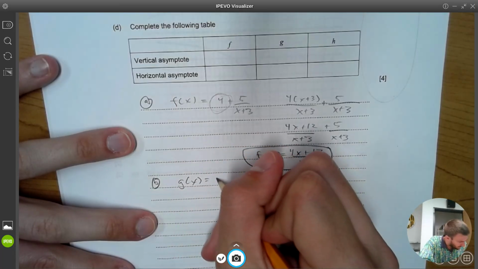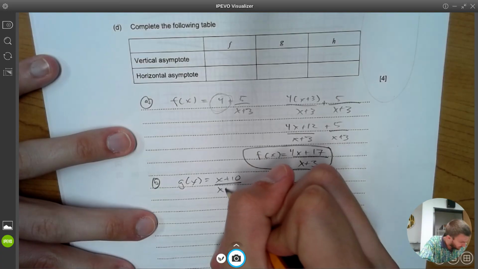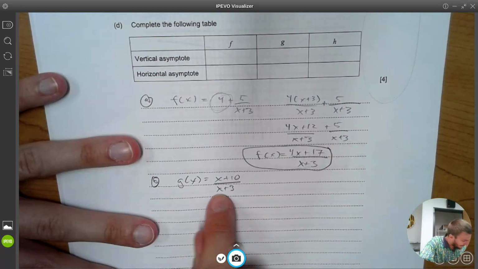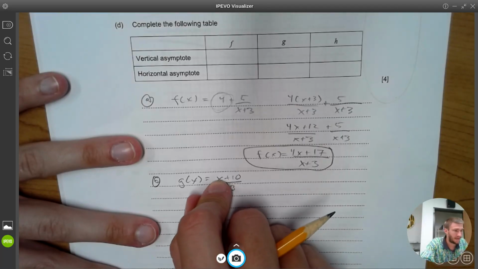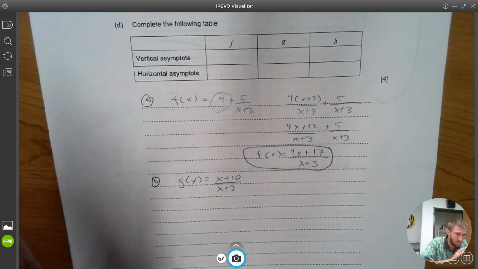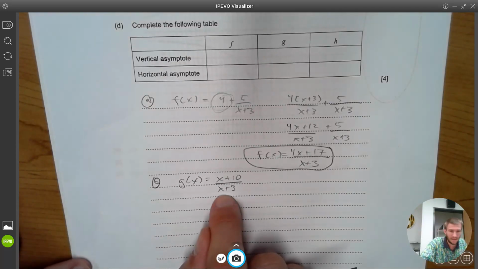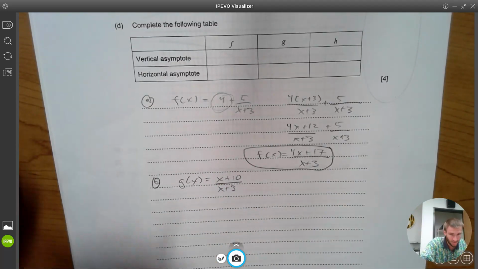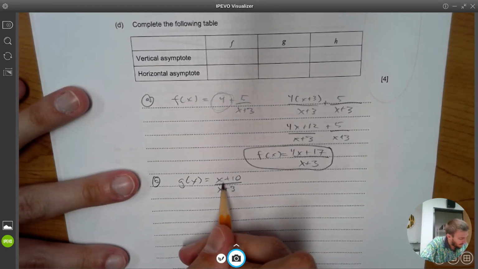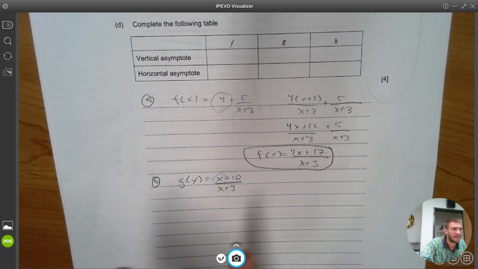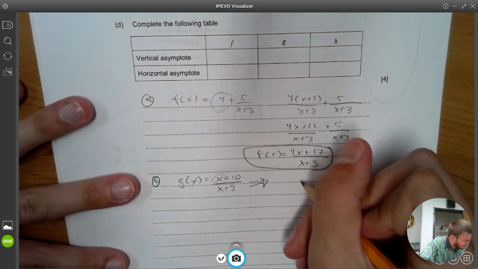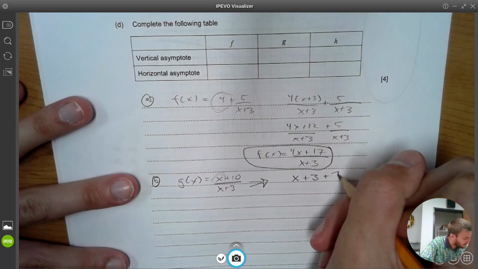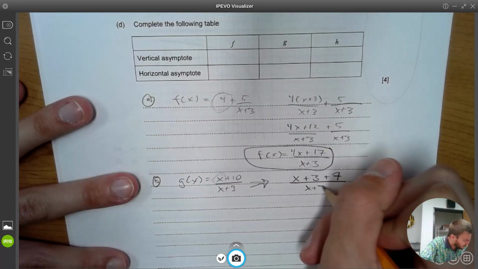g of x is equal to x plus 10 over x plus 3. I'm trying to think about the denominator. Think about all these x's in the numerator and make little binomial sets that are either double the bottom or triple the bottom or quadruple the bottom. That way they'll cancel out and give me a nice whole number. So when I see this x, it has to match with an x plus 3. So I'm going to rewrite this as x plus 3 plus 7 over x plus 3.